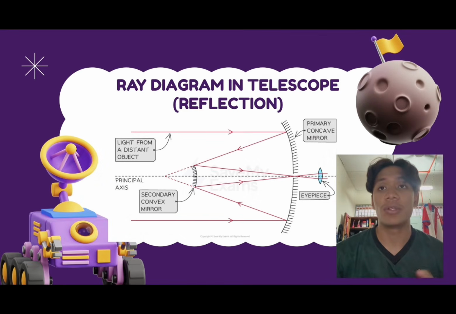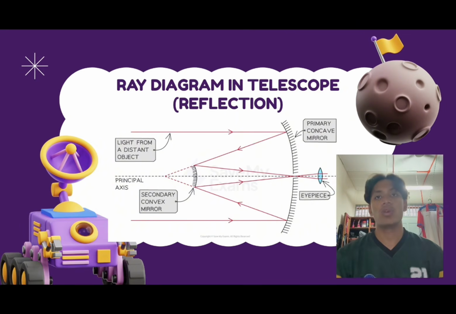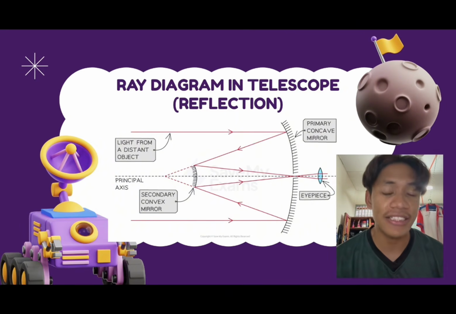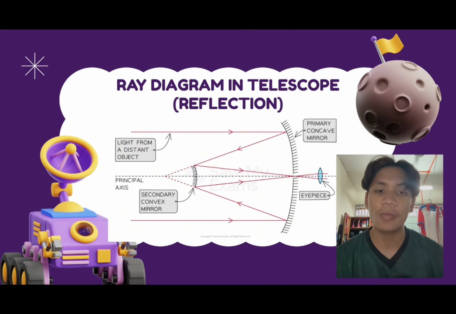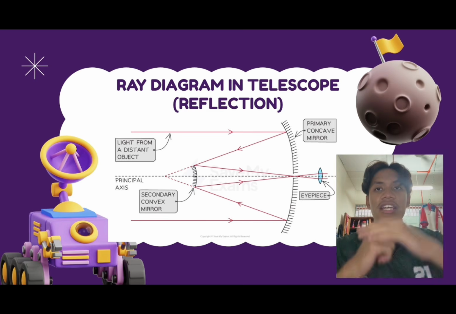So next I will be explaining the ray diagram of a reflecting telescope based on this layout. We will follow the path of light from the moment it enters the system until it reaches our eye. To begin with, let's look at the two red lines on the far left, labeled as light from a distant object. Because the object is very far away, this light will travel parallel to each other and parallel to the center dash line, which is known as the principal axis.